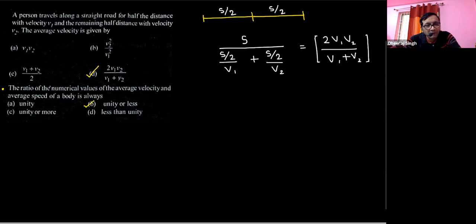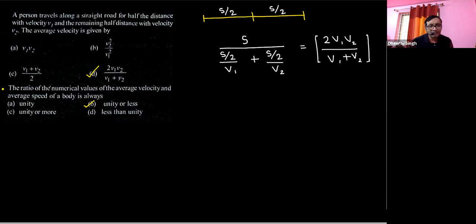Ratio of numerical values of average velocity to the average speed. Average velocity is total displacement by total time. Average speed is total distance by total time. Displacement will always be less than or equal to distance because it is the shortest distance between the two points. So average velocity will be less than or equal to the average speed. When will they be equal? Straight line and in the same direction. Then only.